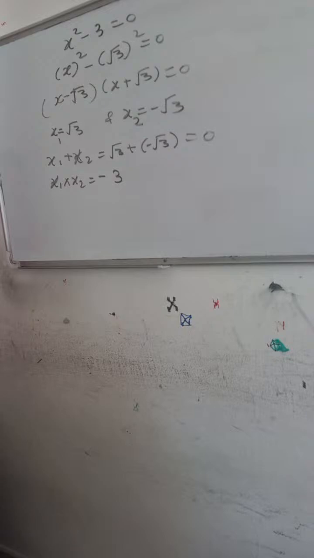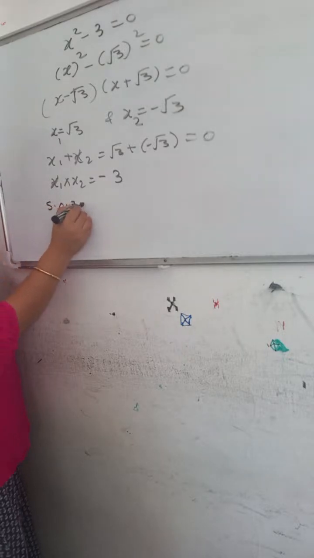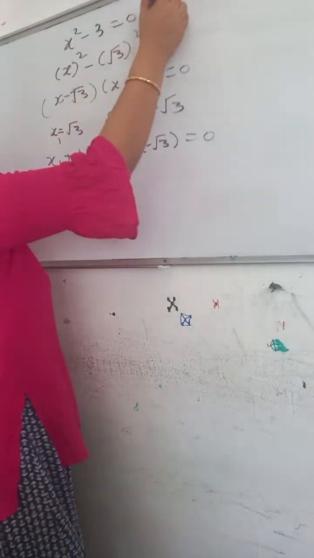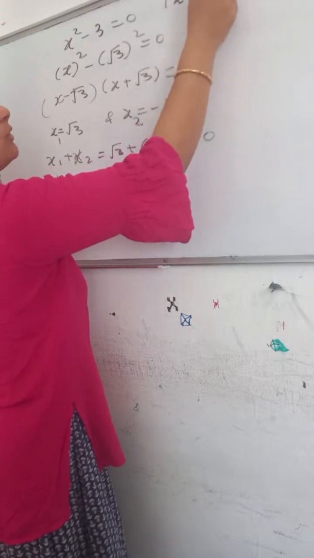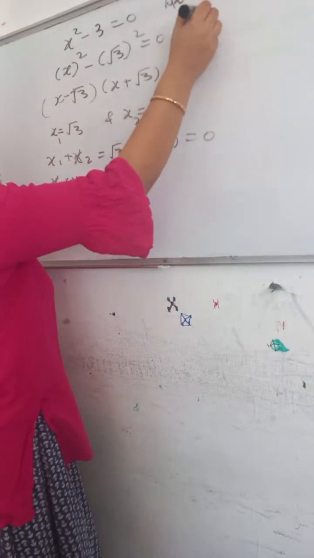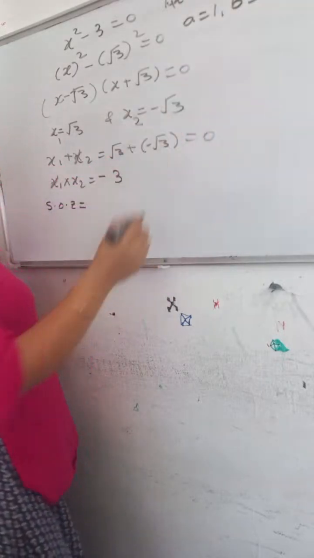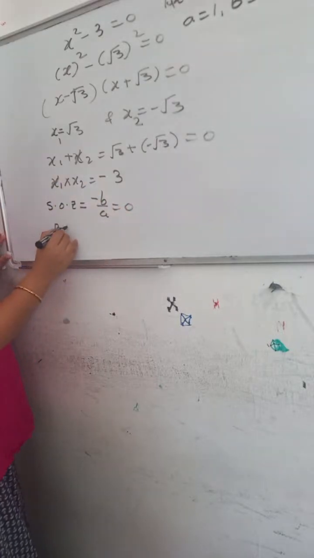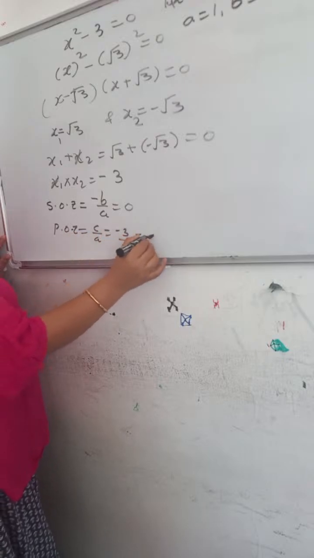Okay, and we have to verify with the formula here. SOZ, that is sum of zeros, is nothing but minus b by a. So this is x square plus b into x, where b is 0 here, and c is equal to 0. So here we have a is equal to 1, b is equal to 0, and c is minus 3. So SOZ is equal to minus b by a, that is equal to 0, and POZ, that is c by a, that is minus 3 by 1, equal to minus 3.